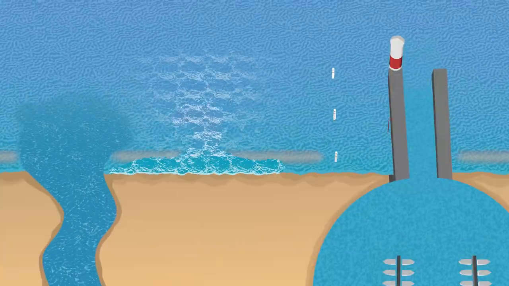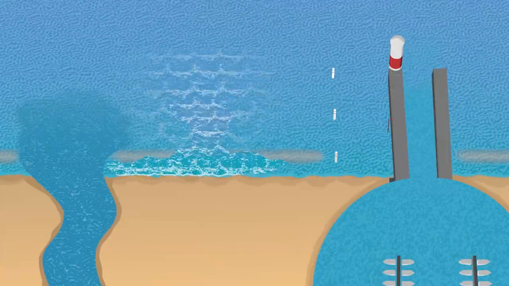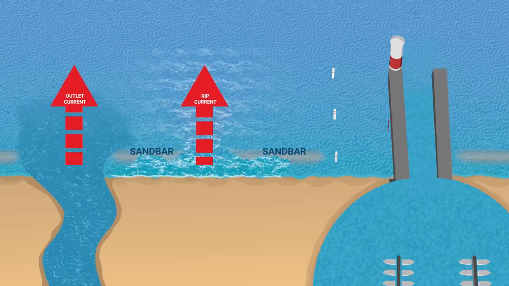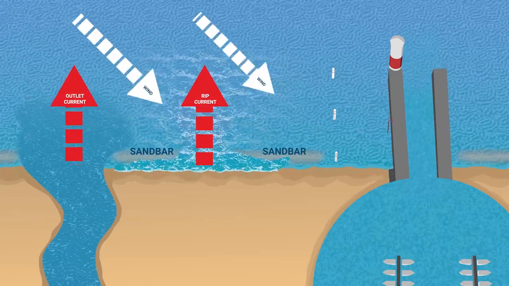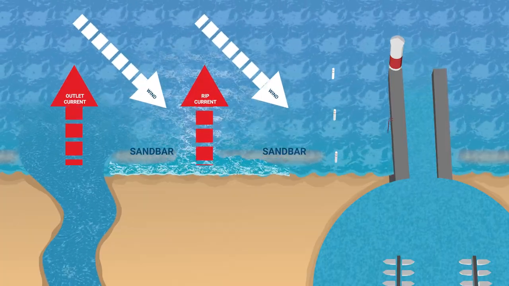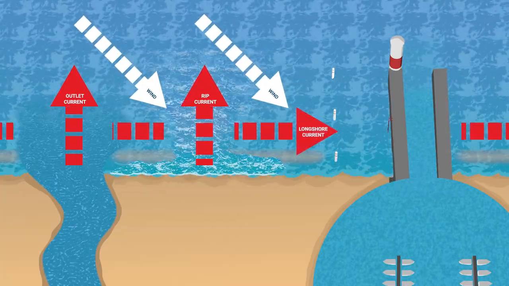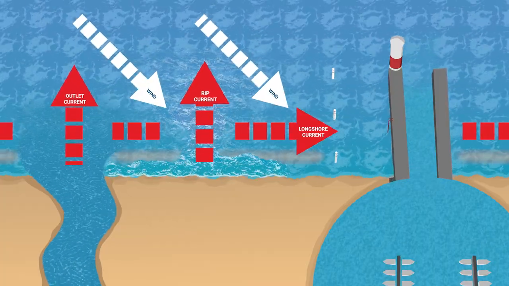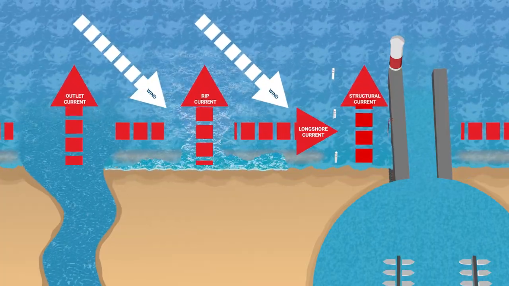In this sample beach illustration, there are no winds or wave activity. The sandbars are parallel to shore and there are breaks from previous currents. If we add side-onshore wind and wave activity, the longshore current flows parallel to shore and feeds into the outlet current, the rip current, and the structural current.